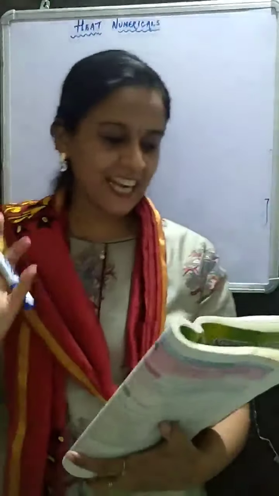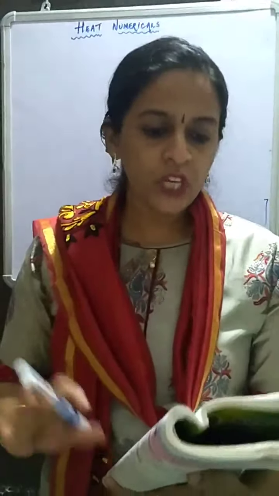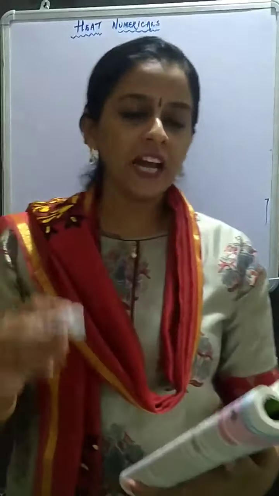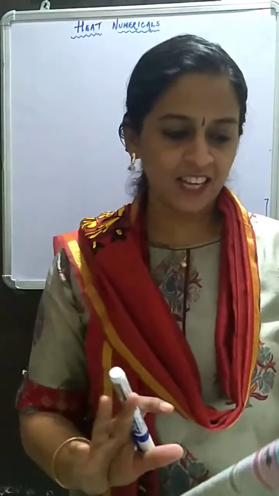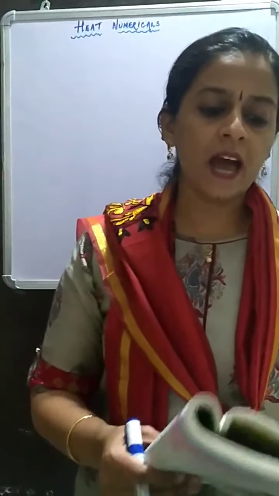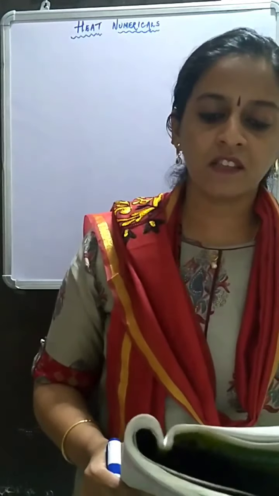Now let's take the second sum. Liquid ammonia is used in ice factory for making ice from water. If the water at 20 degrees Celsius is to be converted into 2 kilogram ice at 0 degrees Celsius, how many grams of ammonia are to be evaporated? Latent heat of vaporization of ammonia is given as 341 calorie per gram.